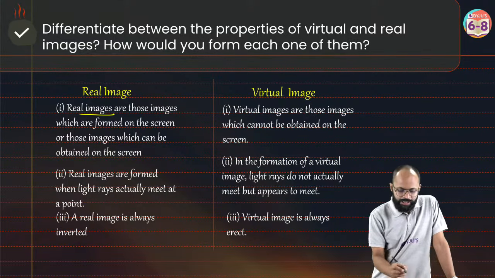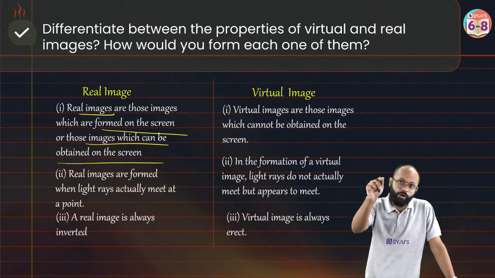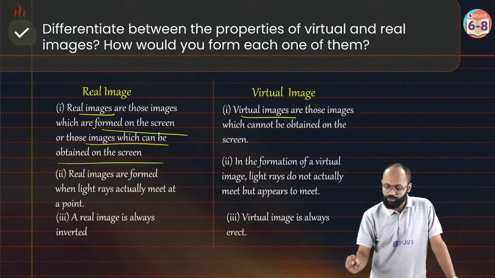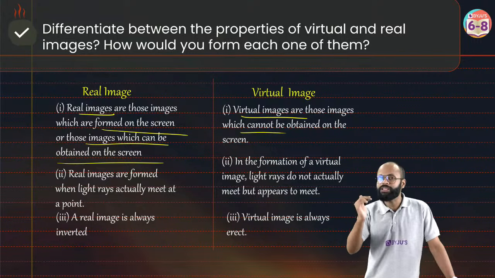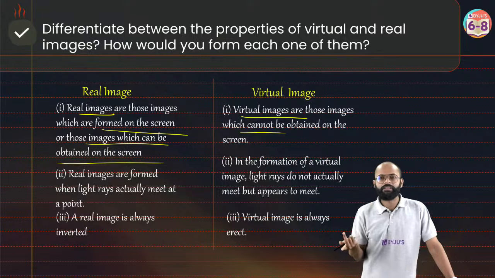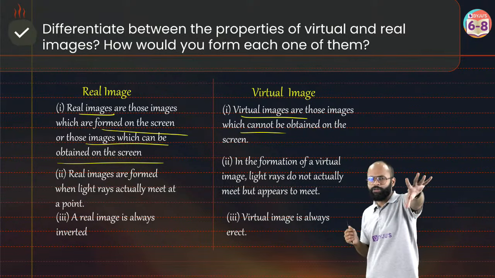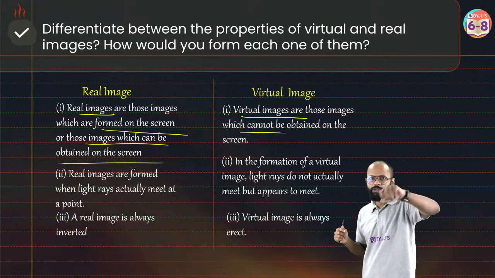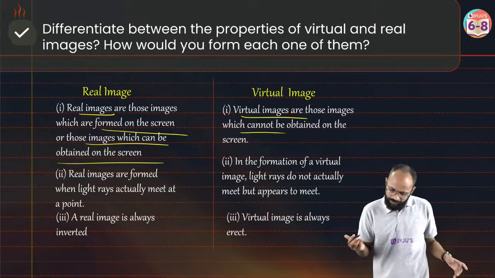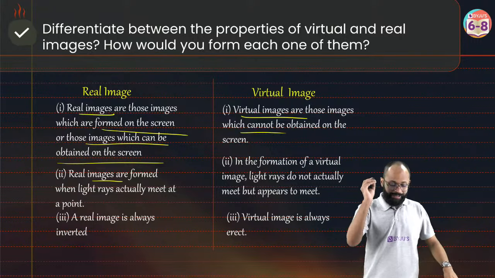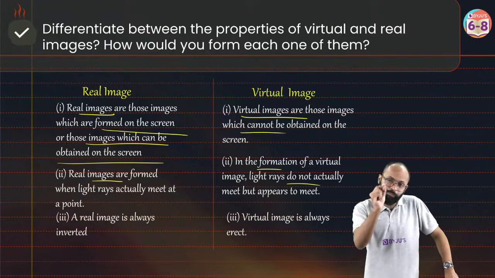First, real images are those which are formed on the screen, those images which can be obtained on the screen. Second, virtual images are those which cannot be obtained on the screen. Kyun? Sir, mirror ke andar banti hai. If you see yourself in a dressing room mirror, a plane mirror, andar jo image hai, usko screen pe le sakte ho kya? Na, sir, it is inside the mirror, how can you do that? Very good. Real images are found when light rays actually meet. Virtual images, light rays do not actually meet, but they appear to meet.